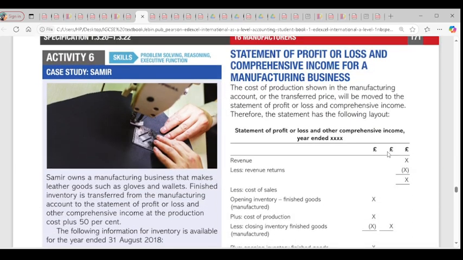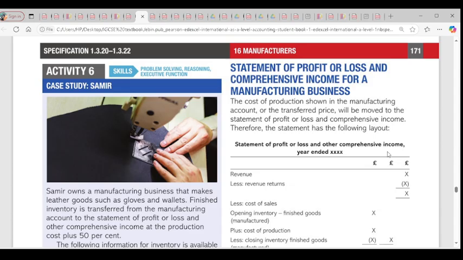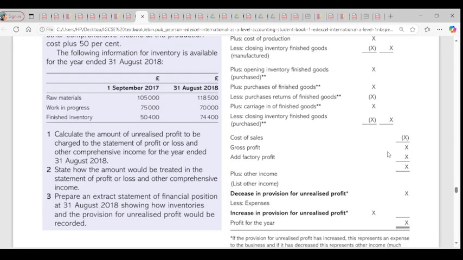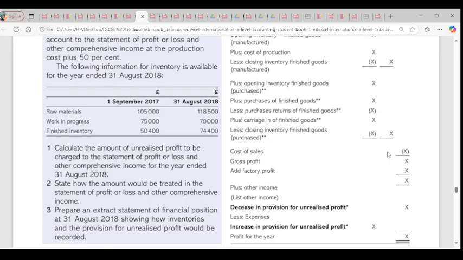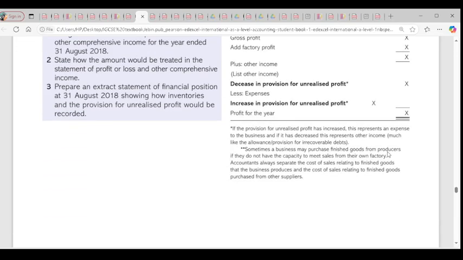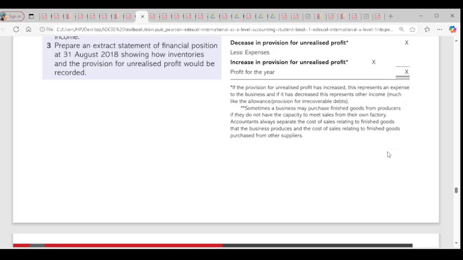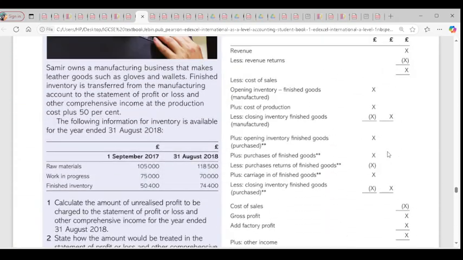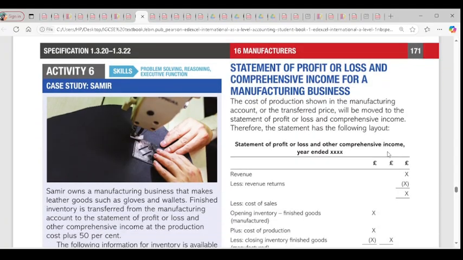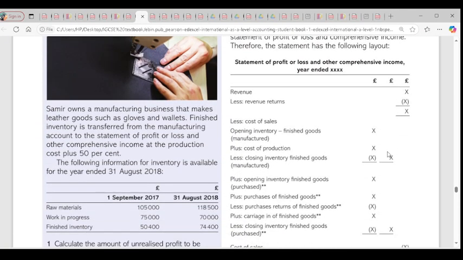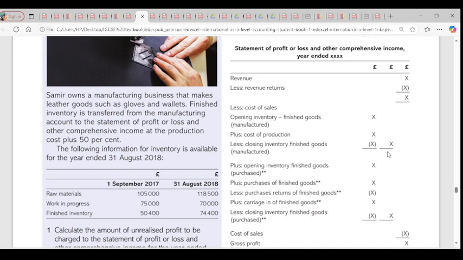We go to activity 6. I keep saying activity 10, I don't know why I wrote that. It's activity 6. So they said, Samuel owns a manufacturing business that makes leather goods such as gloves and wallets. Finished inventory is transferred from the manufacturing account to the statement of profit or loss and other comprehensive income at the production cost plus 50%. So the following information for inventory is available.